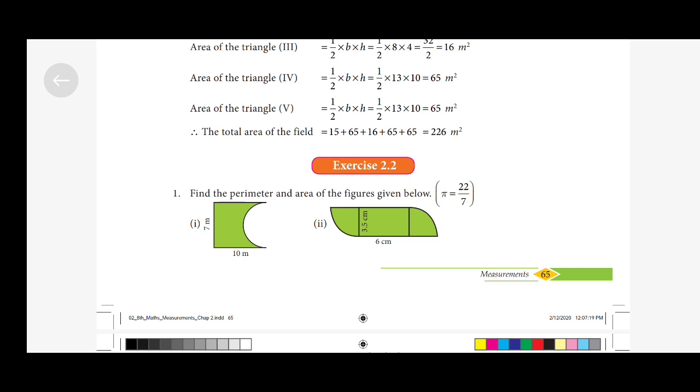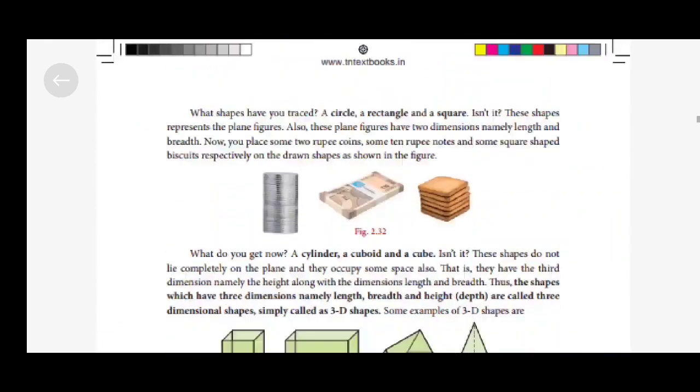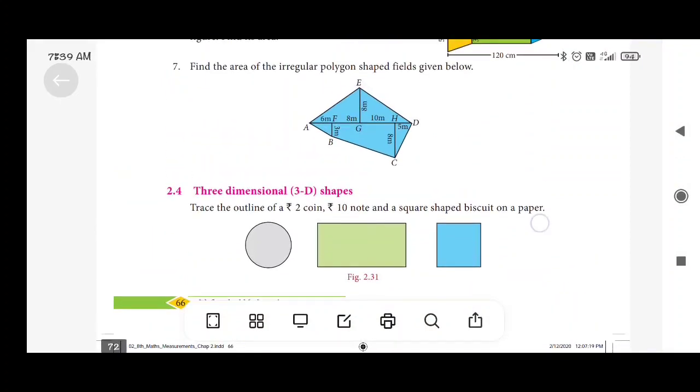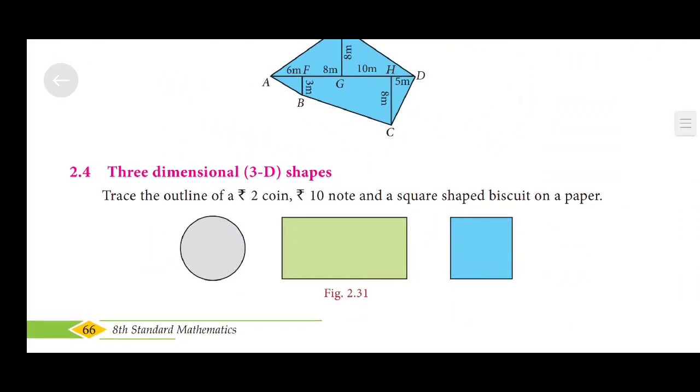Good morning, students. In the last video, we solved exercise 2.2, combined figures: how to find the perimeter and the area for the combined figure. So, in this video, we're going to solve three-dimensional shapes. Okay, 3D shapes.